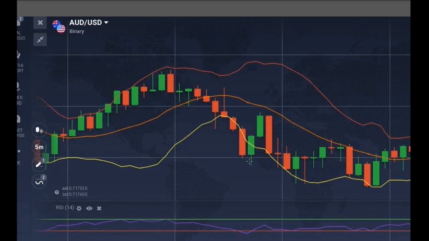AUD USD, let's do this again. You can see there's a break of the Bollinger Band over here, and then retracement, and then there's a trend continuation and a break of the previous support level, and then there is a formation of this candlestick. It looks like a hammer. It looks like a Marubozu too, so it's more like a Marubozu and hammer combined.